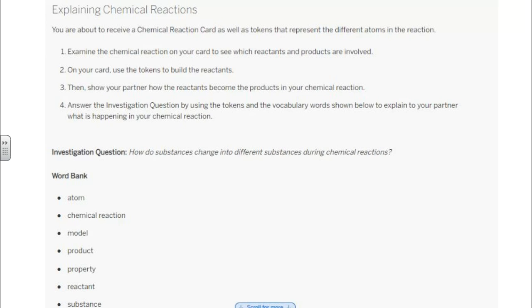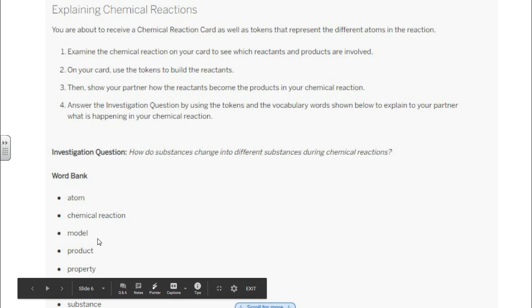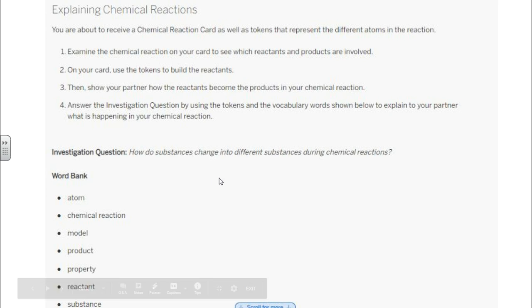Then you're going to tell someone at home and show them how the reactants became the products in the chemical reaction that you chose. Finally, you're going to answer the investigation question by using vocabulary words to show that you understand what's happening in your chemical reaction: how do substances change into different substances during chemical reactions? And you have the word bank right underneath your investigation question in your directions.